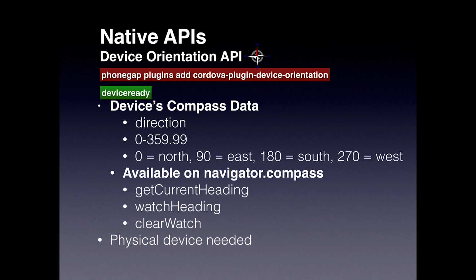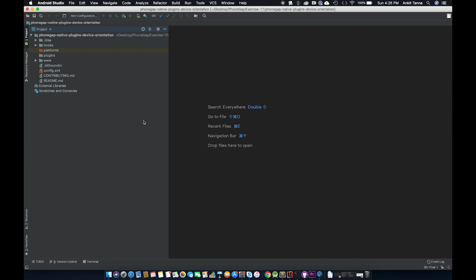Now let us have a hands-on with the device orientation plugin. In order to work on a hands-on with the PhoneGap device orientation plugin, you need to open exercise 17. Once you open exercise 17 in your Android Studio, let's go ahead to our index.html.